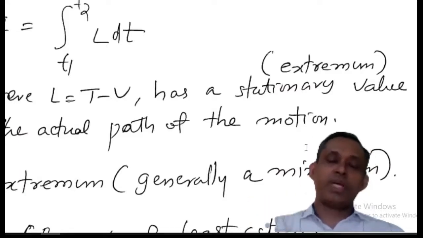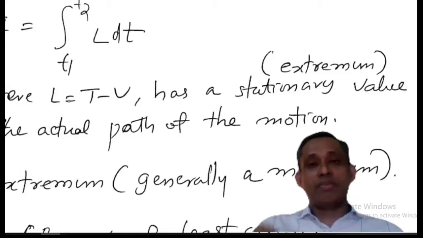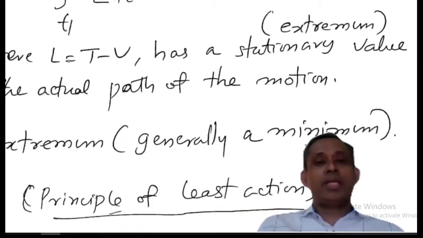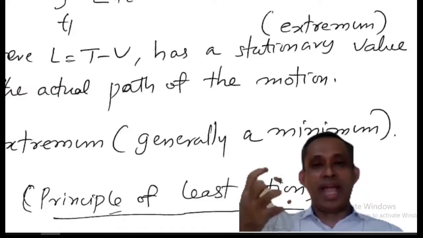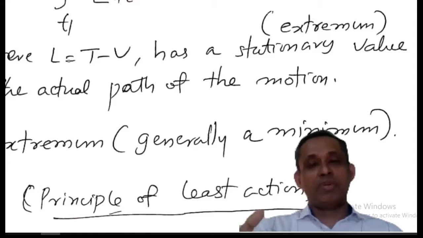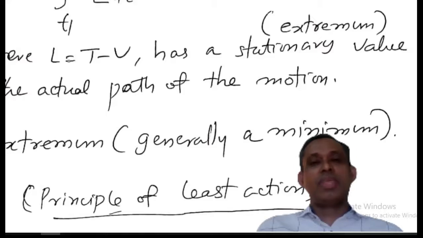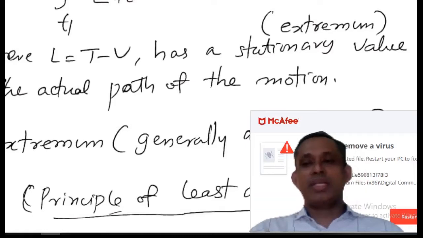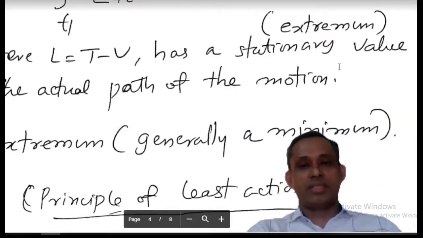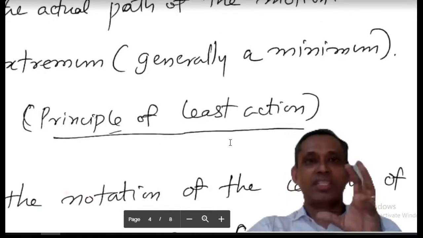So the actual path of motion of the system, the trajectory in the configuration space, will be that path for which this integral L dt, the action integral, has an extremum. Generally what is meant by extremum is minimum or maximum, but here generally minimum, so we can say it is the principle of least action. The system follows that path for which this action integral is minimum.